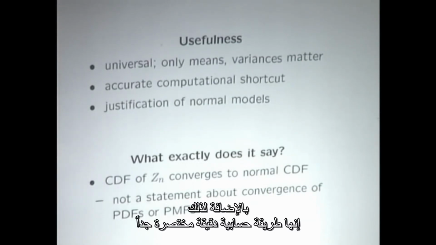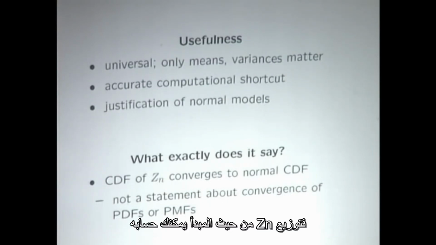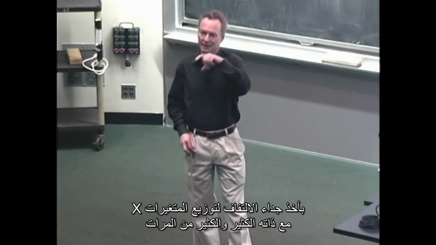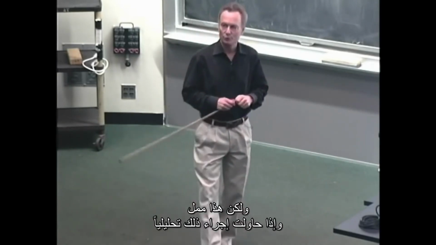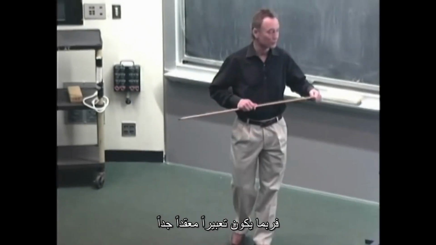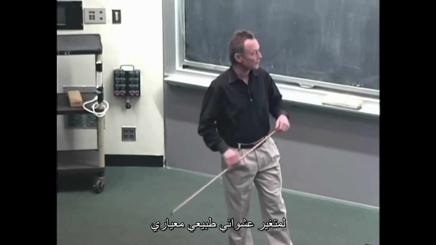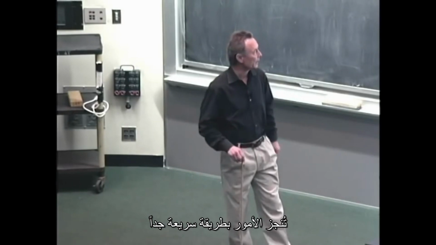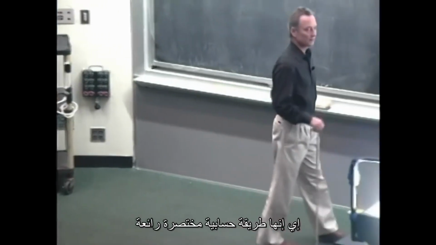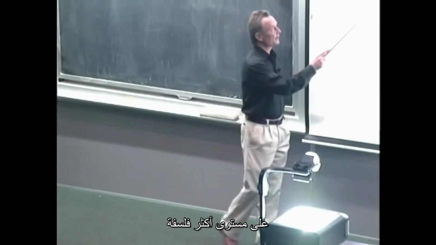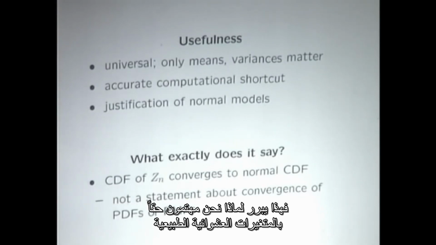In addition, it's a very accurate computational shortcut. So the distribution of the Zn's, in principle, you can calculate it by convolving the distribution of the x's with itself many, many times, but this is tedious. And if you try to do it analytically, it might be a very complicated expression. Whereas by just appealing to the standard normal table for the standard normal random variable, things are done in a very quick way. So it's a nice computational shortcut if you don't want to get an exact answer to a probability problem. Now, at a more philosophical level, it justifies why we are really interested in normal random variables.